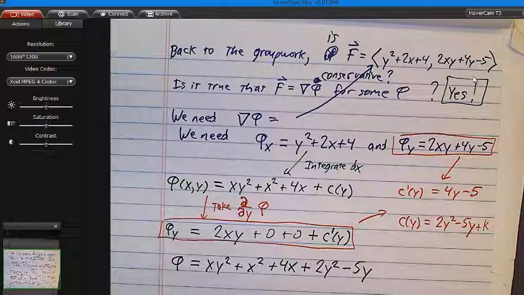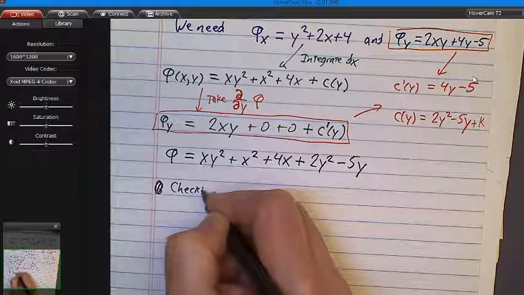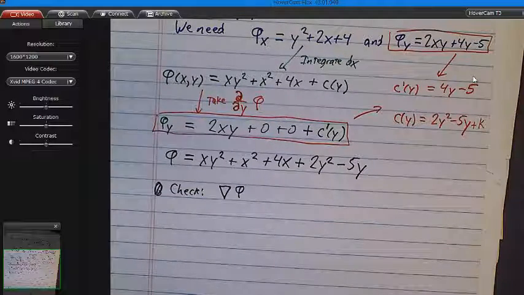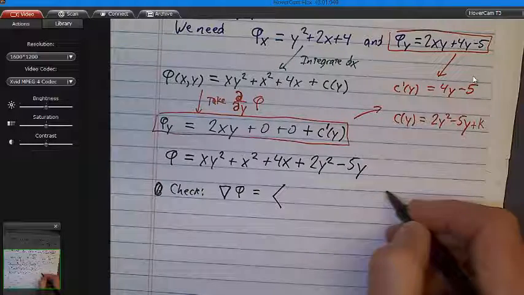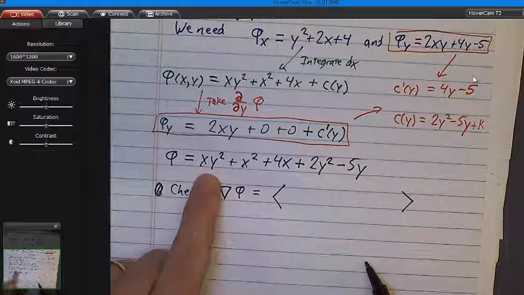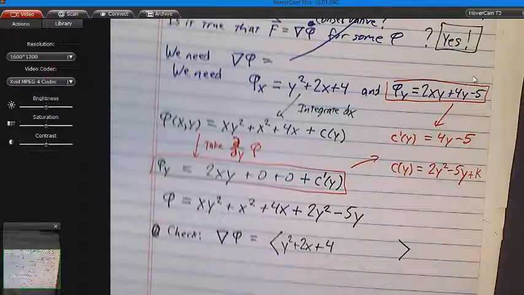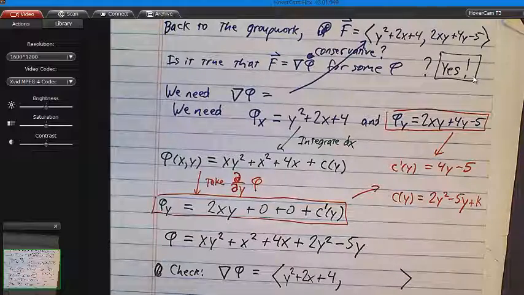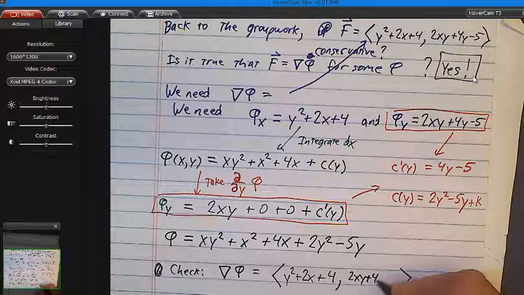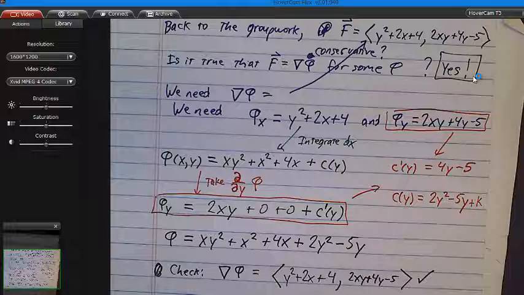And how do we check? Well, to check, we can compute the gradient of phi. Let's do that. This is good. We're reviewing all the stuff from two chapters ago, right? So gradient phi, it's a vector, right? So what would it be? Well, first I take the partial with respect to x, and what do I get? y squared plus 2x plus 4. Isn't that what I had? Yeah. See, that's the first piece. And then, of course, the other part you can get very quickly would be 2xy plus 4y minus 5. It had to check. That's how I got it, right? I just went backwards. So this is the process known as finding a potential function, okay?